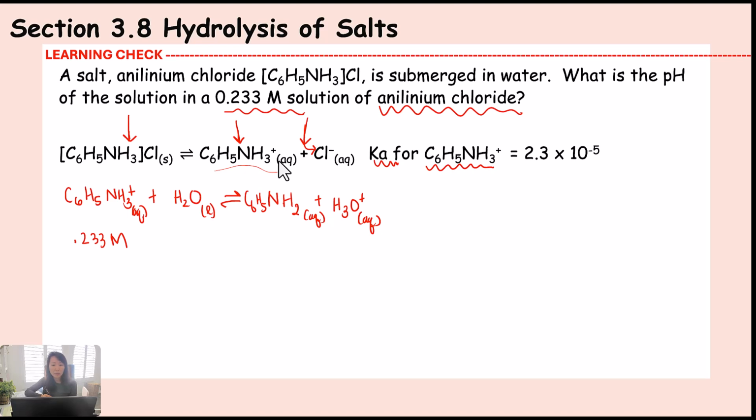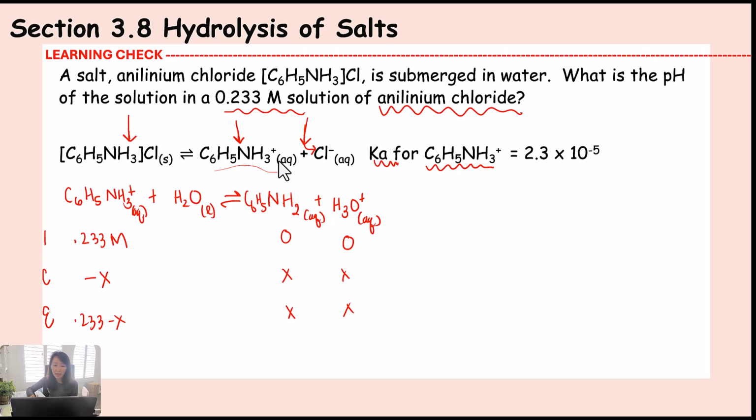And so here's an ICE table in which we have the initial, there's none of these guys. And there's a change where it starts to diminish, so minus X, and this will start to increase in product, so plus X. So add the top and the bottom together, and then you get these. Something that's been repeating throughout this particular unit.